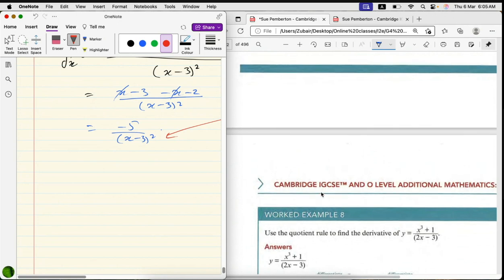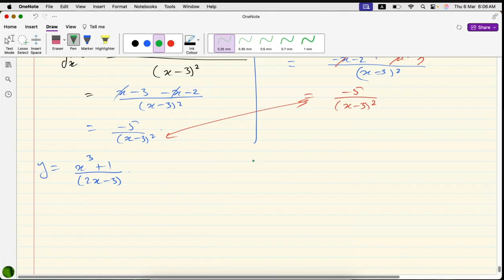Okay. Let's try this worked example. y equals x cubed plus 1 over 2x minus 3. I'll write the formula again. I'm not expecting that you memorized it. y equals U divided by V, so dy by dx will be V differentiation of U minus U differentiation of V over V squared. If you try to memorize it, V is always outside.